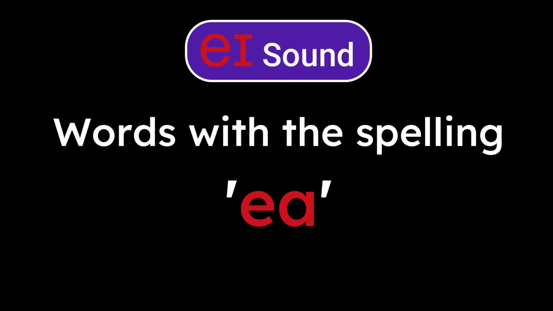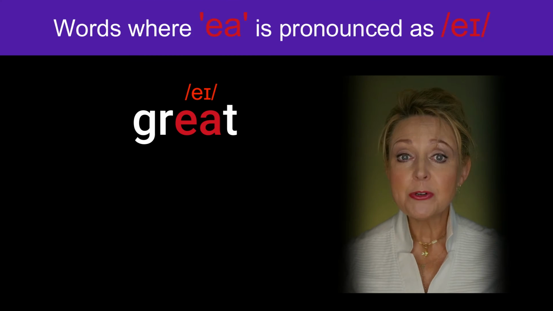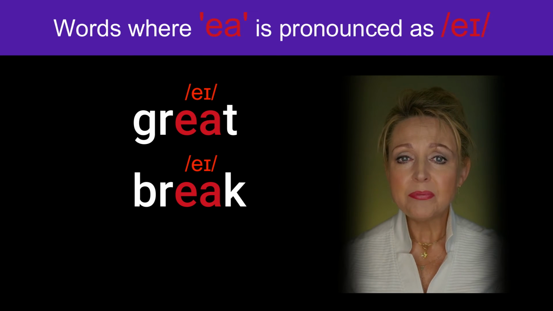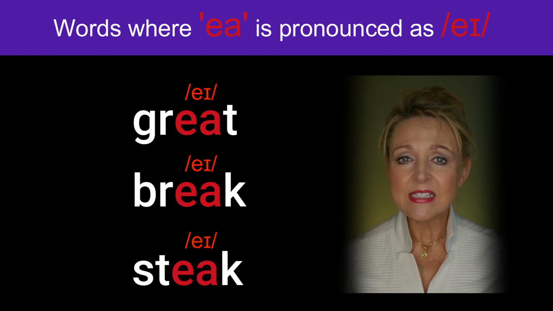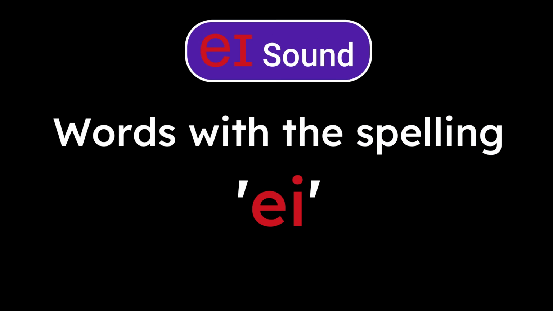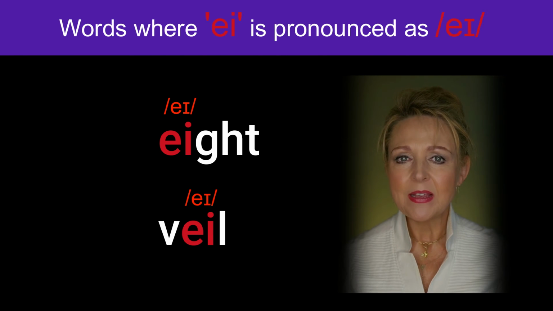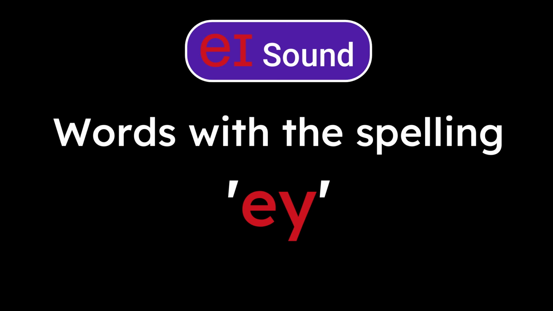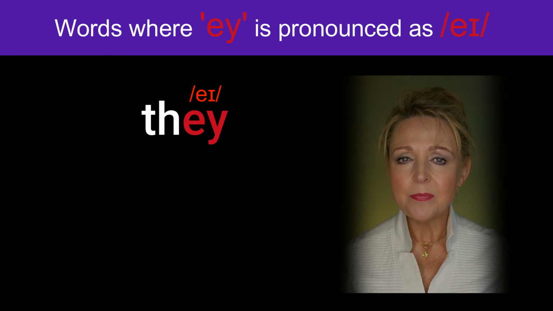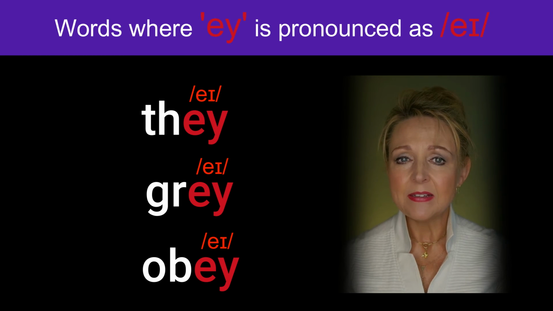Less common spellings are words with the spelling EA, as in great, break, steak. EI at the beginning and middle of words, as in eight and veil. EY at the end of words like they, grey and obey.